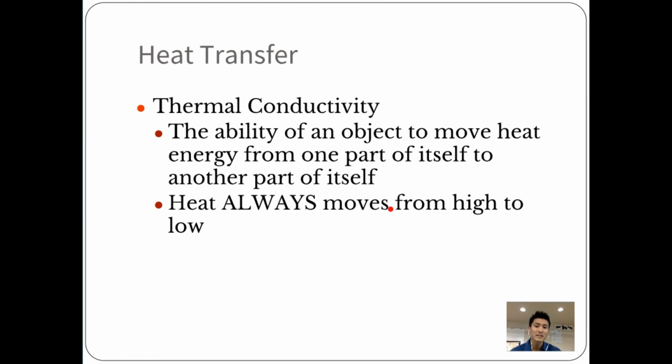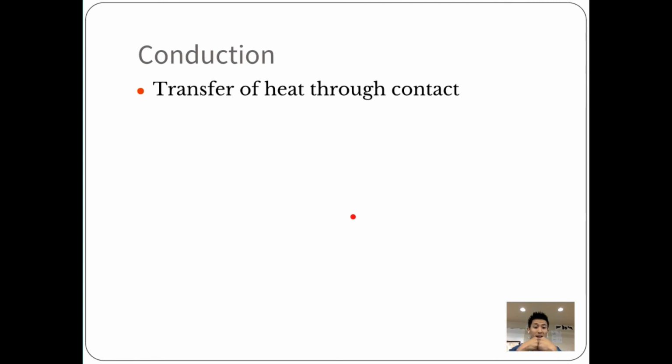And as always, like we said before, heat always moves from high to low temperature. And so I'm going to go over the three different types of heat transfer. The first one is conduction. Conduction is whenever we transfer heat through physical direct contact, when we have a hot object physically in contact with another object that's heating that second object.